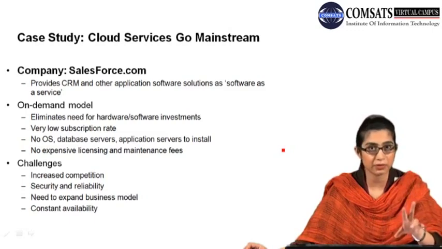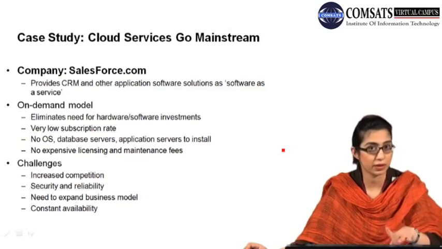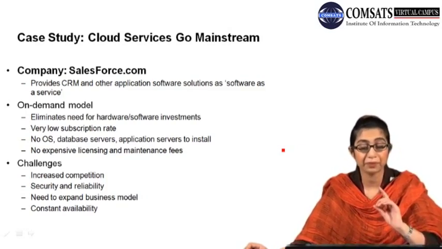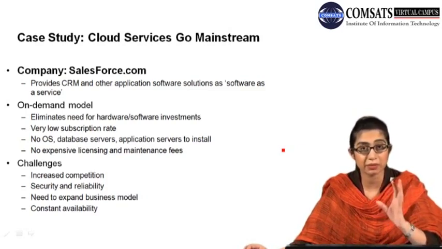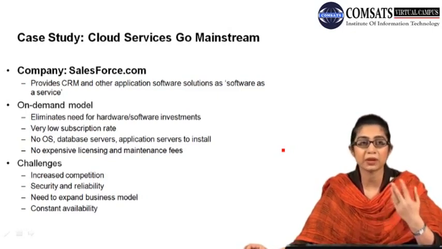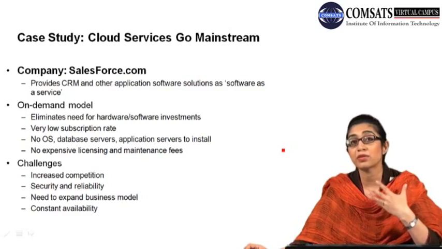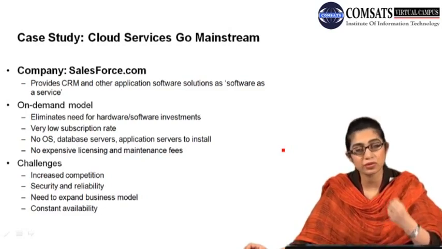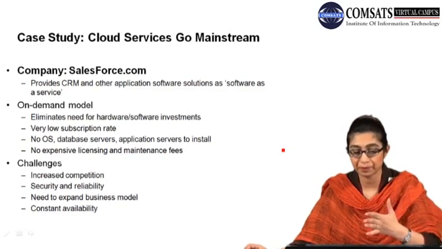That means their services were down twice, and they had a security breach once as well. So they had that challenge as well. The third challenge was they needed to expand the business model. That means because they needed to stay in the business, they needed to expand the business model, because not everybody wanted a service, they wanted to build their own applications as well. And the last challenge was their constant availability. They had to assure the people that the companies will be constantly available.